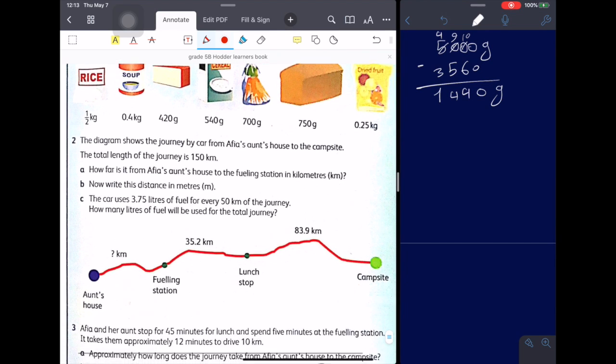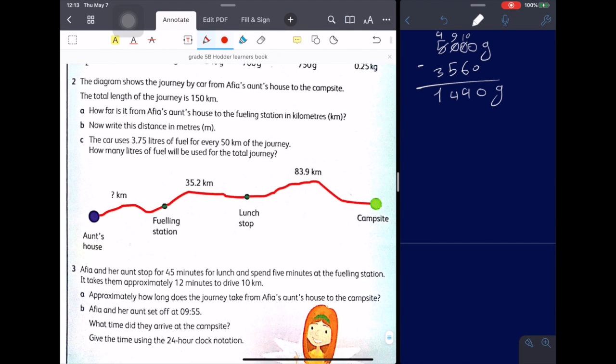Question number 2. The diagram shows the journey by car from Afia's aunt's house to the campsite. The total length of the journey is 150 kilometers. A. How far is it from Afia's aunt's house to the fueling station in kilometers? Okay, as you can see, our journey is divided into 3 parts. We want to know how much this part is, but we already know that the other parts are 35.2 kilometers and 83.9 kilometers. So first, let's add them to see how much the rest of the journey is.